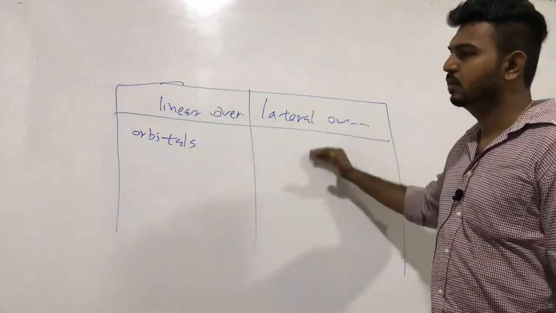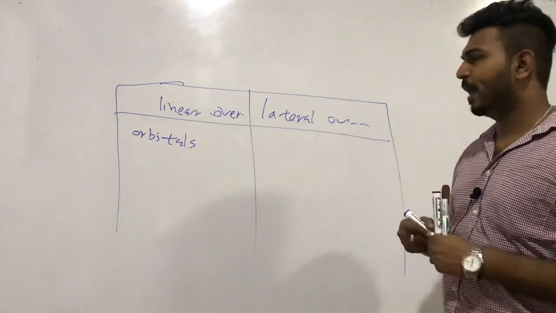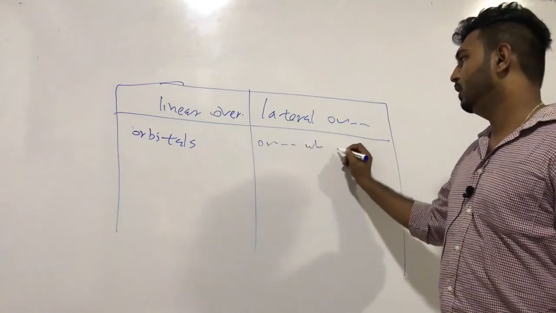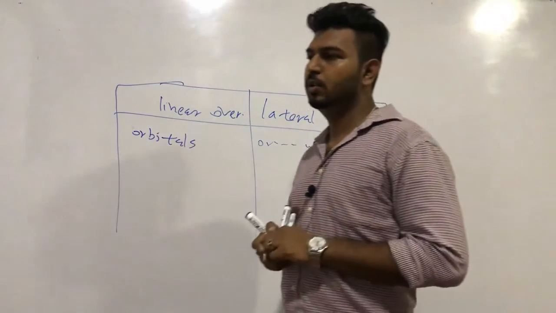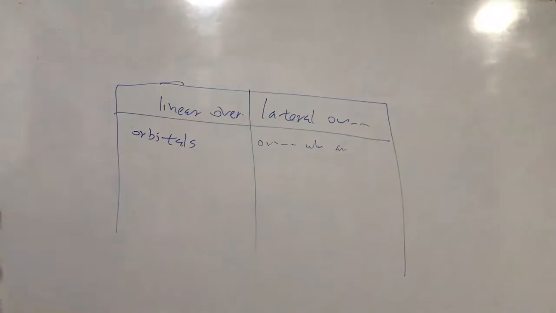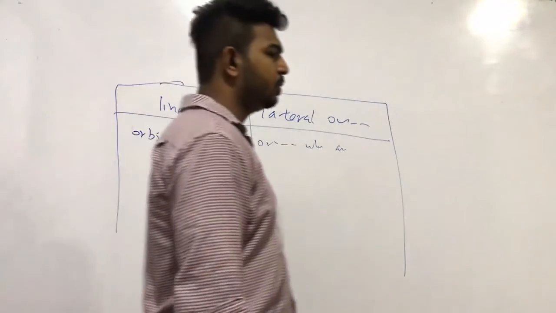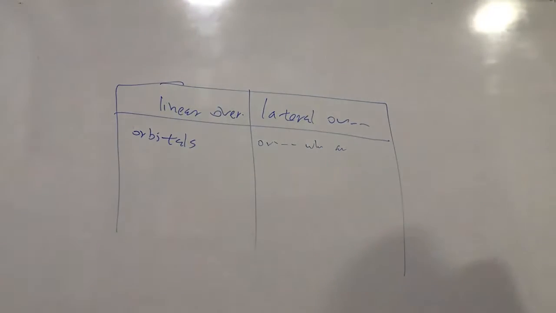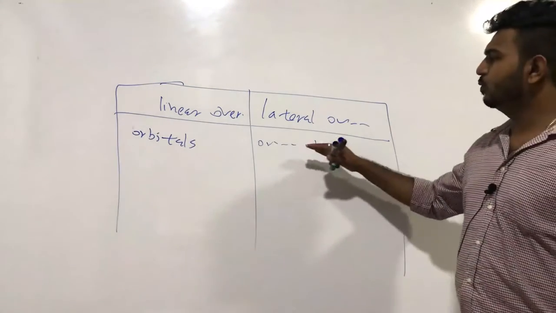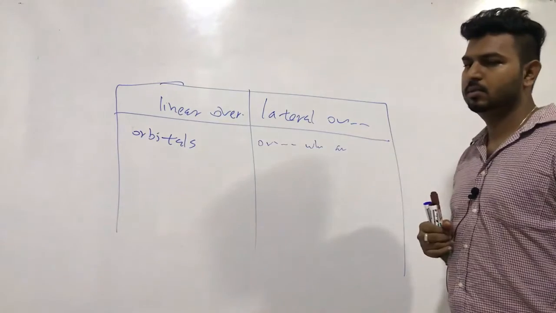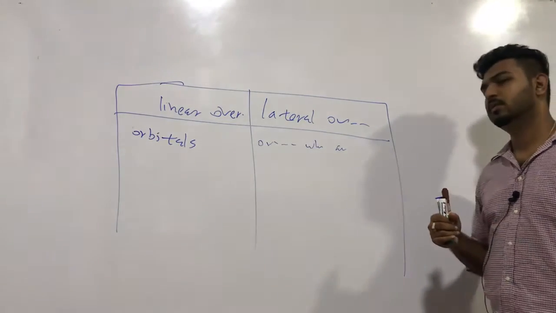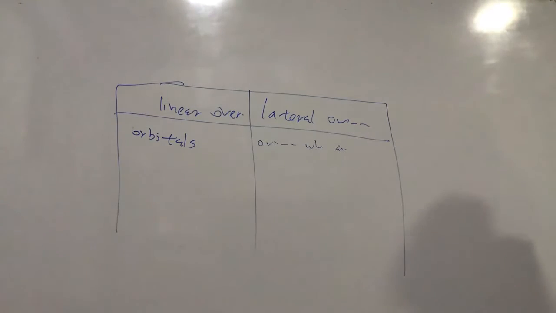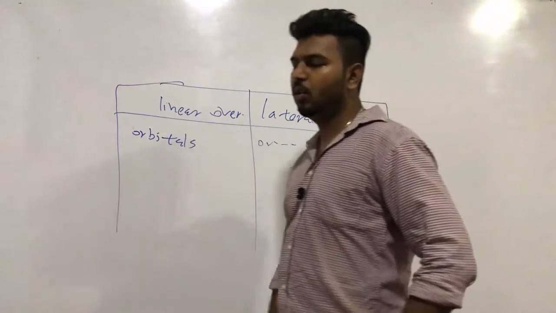Then for lateral overlapping, orbitals which are parallel to each other are partially overlapped.